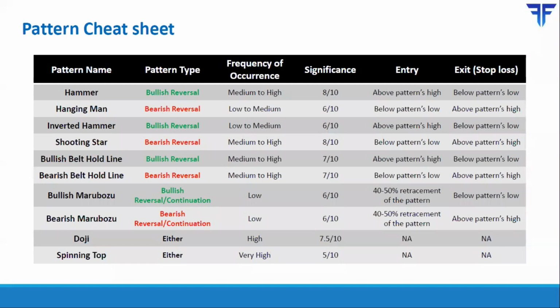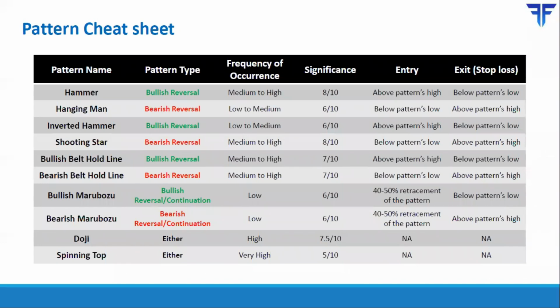Same is the case with bearish Marubozu. I would give it a rating of 6 out of 10. And once a bearish Marubozu prints, I will wait for a minor recovery in price. Typically, that recovery would be somewhere in the range of 40 to 50% of the length of Marubozu. And once that minor recovery comes in, I would place a sell order by keeping a stop loss above the high of the bearish Marubozu.